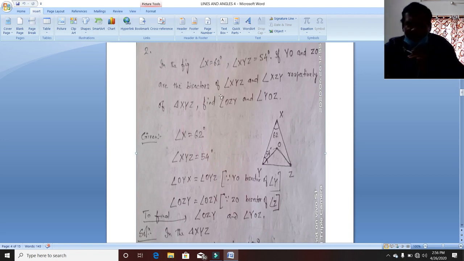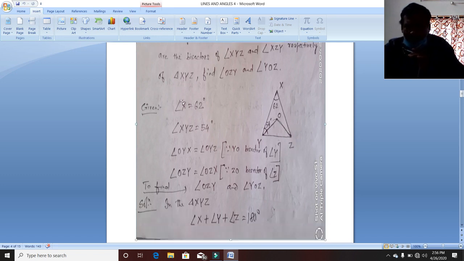Yes or no? Now in this, what is given? YO and ZO are the bisectors of angle XYZ and XZY. So since OY and OZ are the bisectors, angle XYO and OYZ, these two angles are equal. Similarly, OZ is the bisector of the angle Z, so angle XZO and OZY will be equal. So the points that I have written systematically are the points that are given in the question.